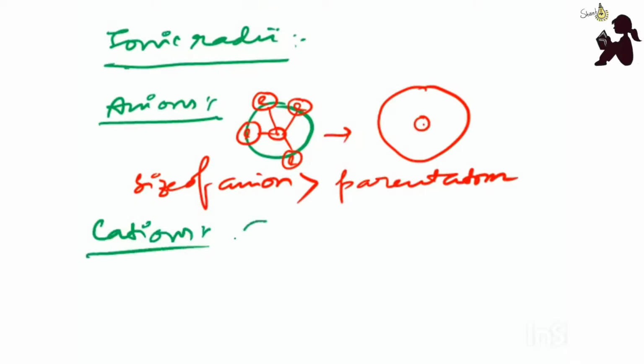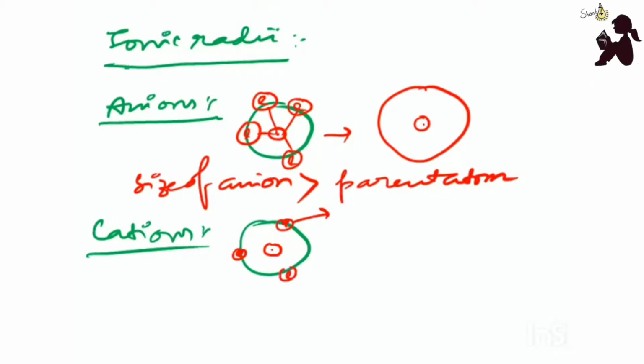Now in cations, there happens this exact opposite case. Let us suppose there are three electrons like this. Now one electron goes out. That's how a cation is formed, right? One electron is lost and a positively charged atom or ion is formed.